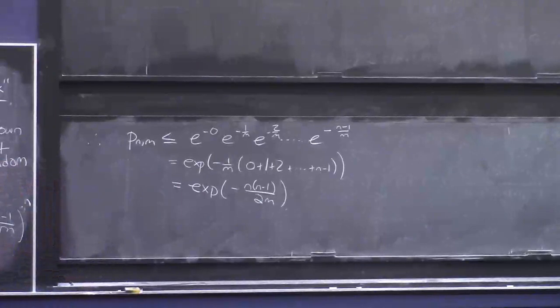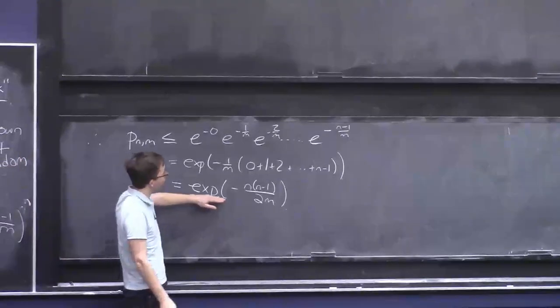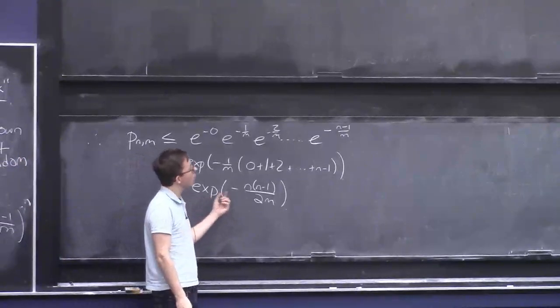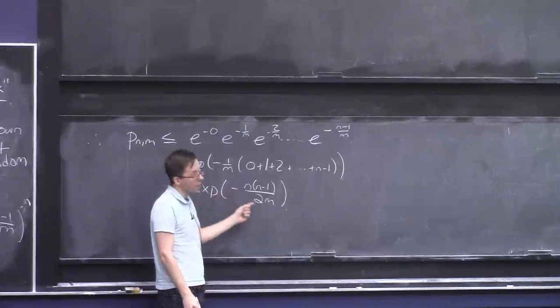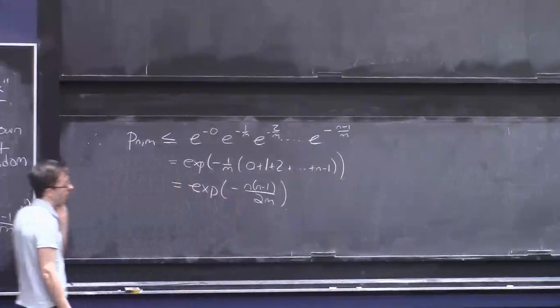Okay, so I did that last time, and then I ran out of time and said, well, this is approximately right. It would even be nicer looking if we wrote it as exp of minus n squared over 2m. You have to be a little bit careful to do that.